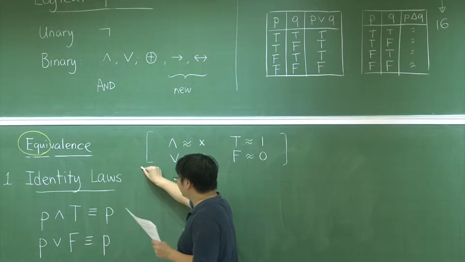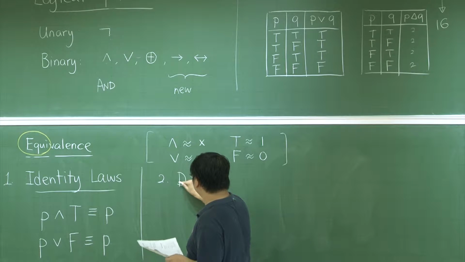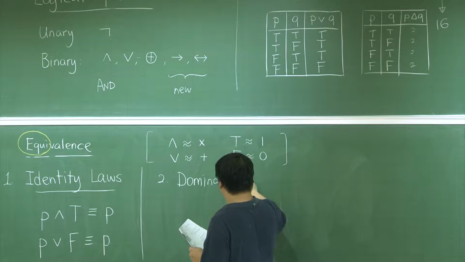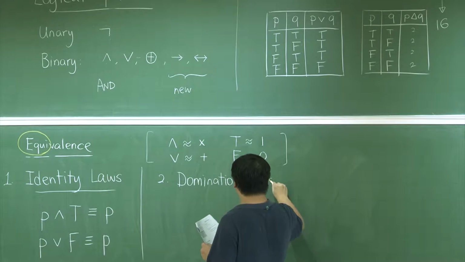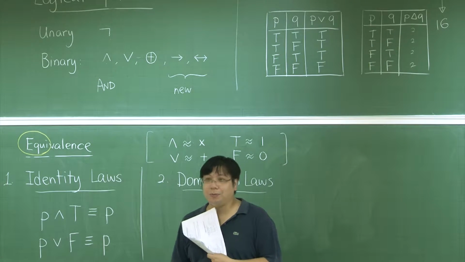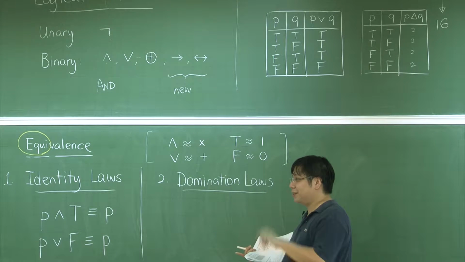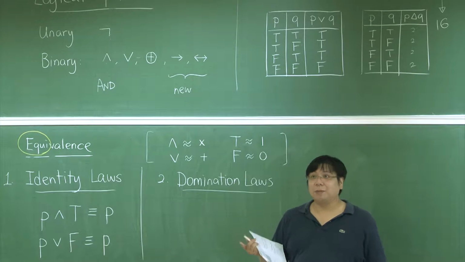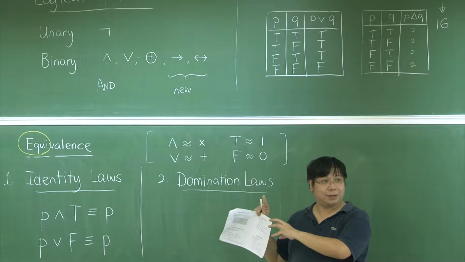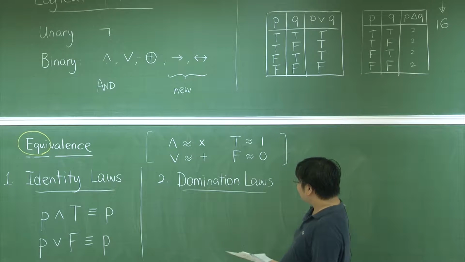Now the next one, we call it the domination law. We have two laws here, because one corresponds to the AND, one corresponds to the OR. What is meant by domination? In English, domination means you control someone. You dominate someone, you make yourself the boss. Everyone has to listen to you.